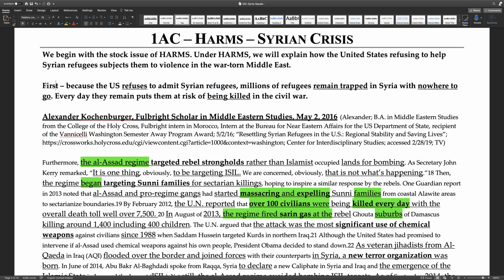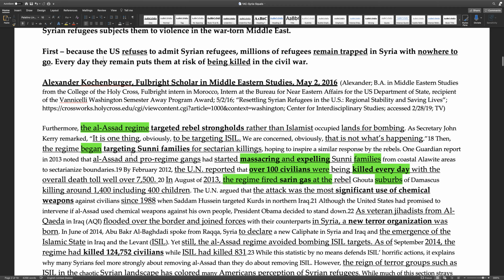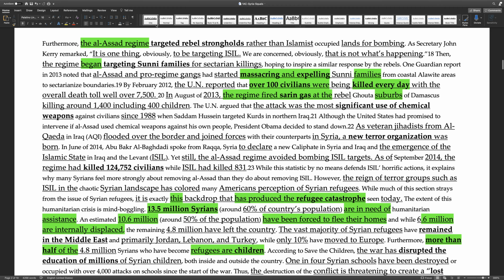And remember, your tag should just be 1 or 2 sentences, 2 sentences max. You can't have a little mini paragraph here. And then they have the cite, and then they have the evidence. And you can see here, this evidence is powerful.